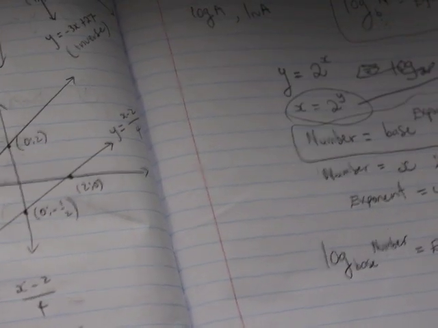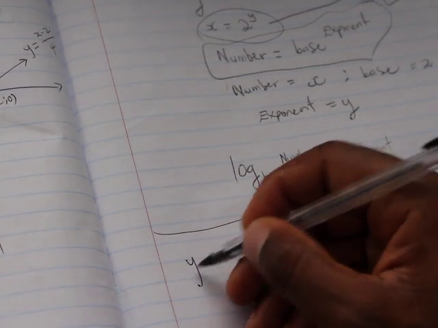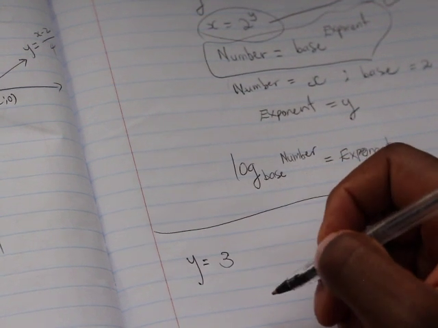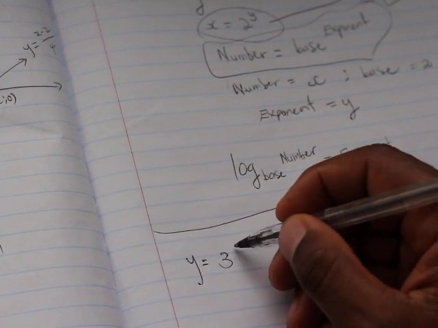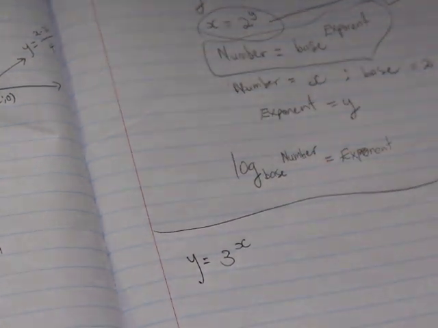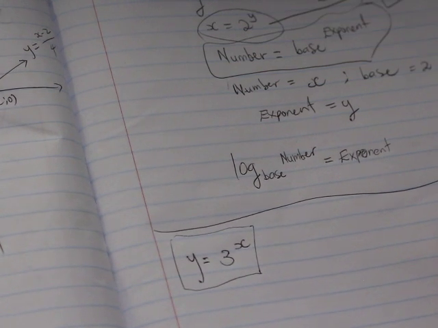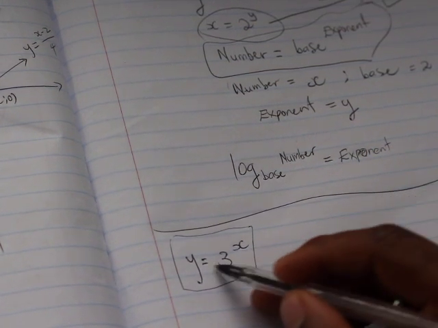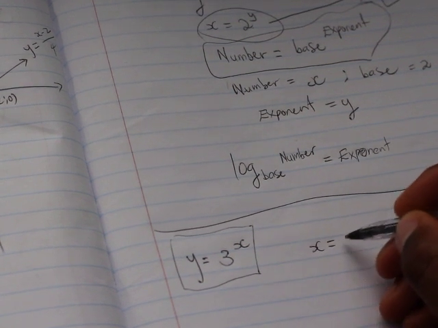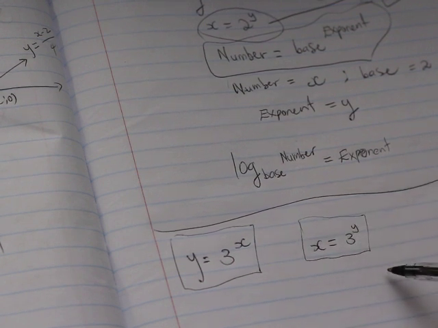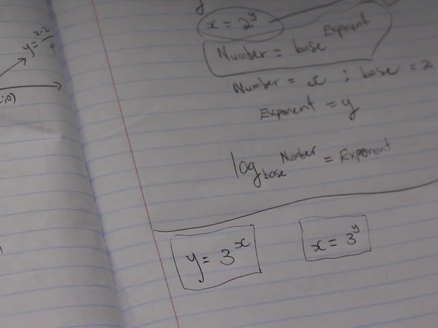Let's suppose that you're asked to find the inverse of y is equal to 3 to the exponent x. This is just an ordinary exponential function. Obviously we're just going to swap these things around. We're going to say, okay, x is equal to 3 to the y, and now our main objective is to bring down the y, to make the y the subject of the formula.